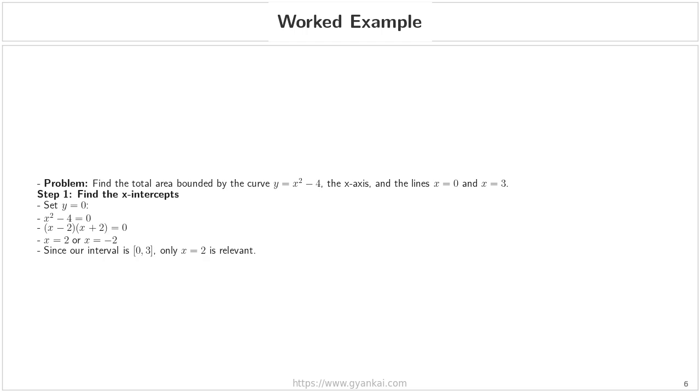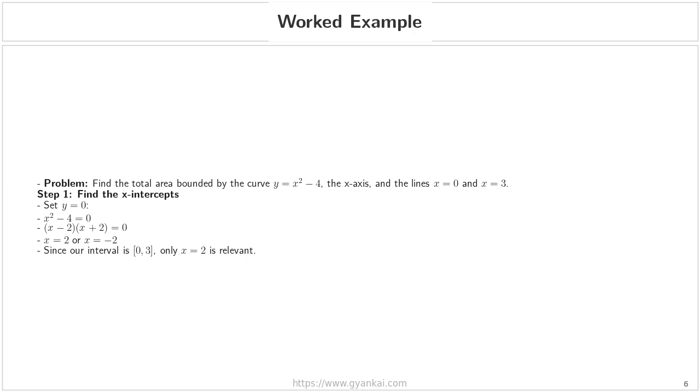Let's begin with step 1, finding the x-intercepts. To find where the curve crosses the axis, we set y equal to 0, which gives us the equation x squared minus 4 equals 0. We can factor this quadratic into x minus 2 times x plus 2 equals 0, which tells us that x equals 2 or x equals negative 2.